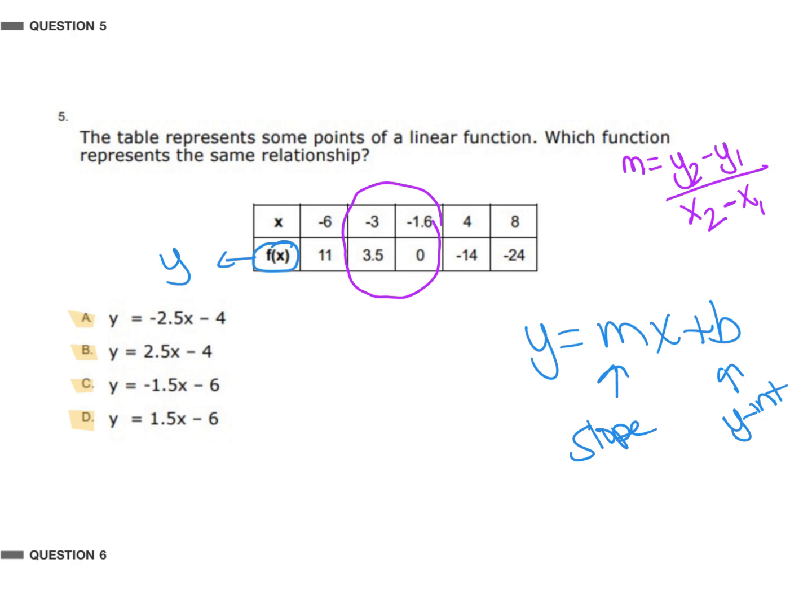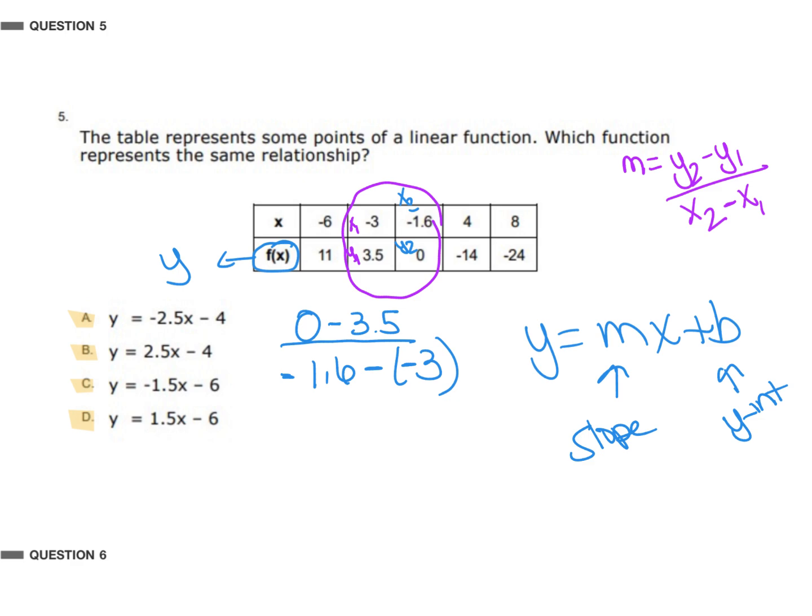I'm going to label my points. Here is my x1, y1. And then this I will label my x2, y2. And now I'm going to plug them into my formula. So I have y2 minus y1 over my x2, which is negative 1.6, minus my x1, which is negative 3. Remember, I use those parentheses so I can capture the negative.